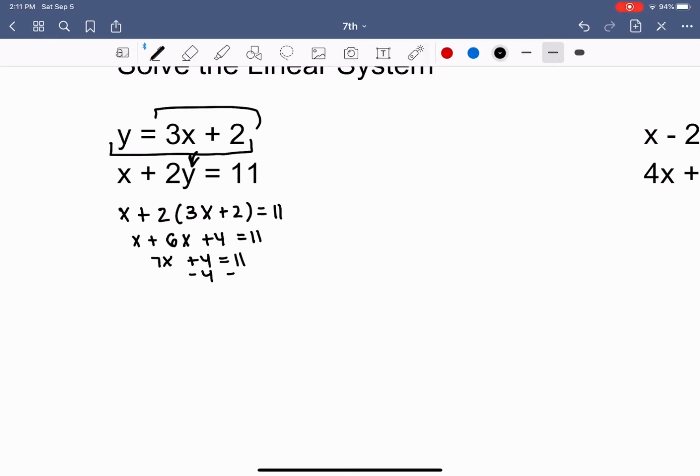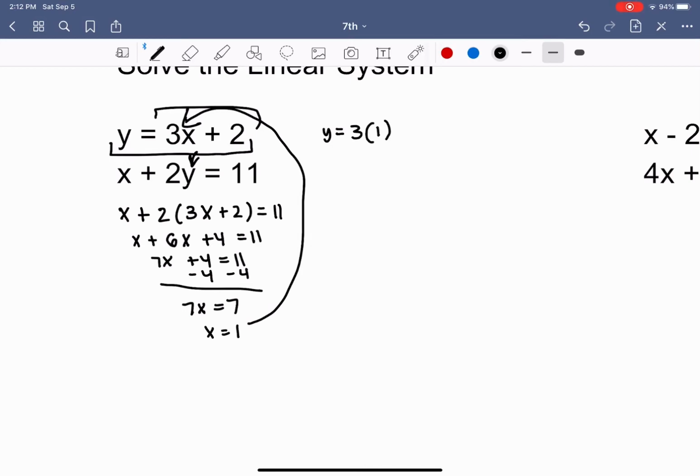Subtract 4 on both sides, and you get 7x equals 7, and therefore x equals 1. You want to plug in the x value into one of these equations. It works for both, but I'll use the first one. We already found that x is 1, and so y equals 5. So we have both values.